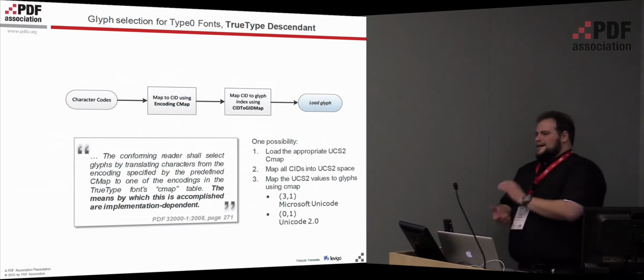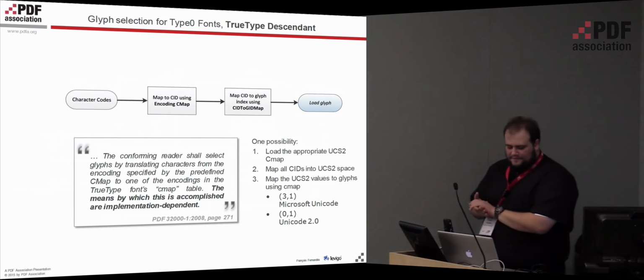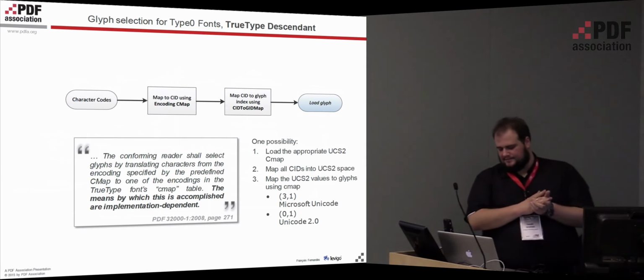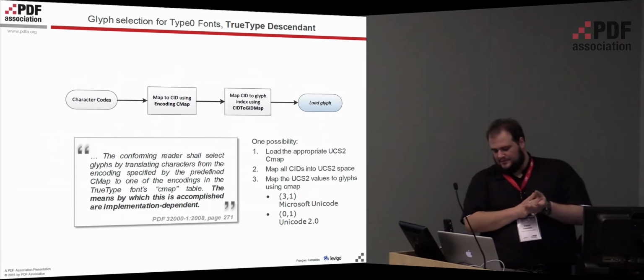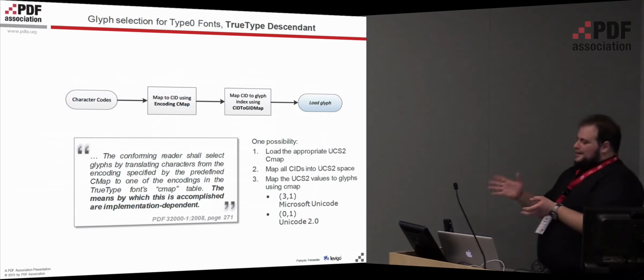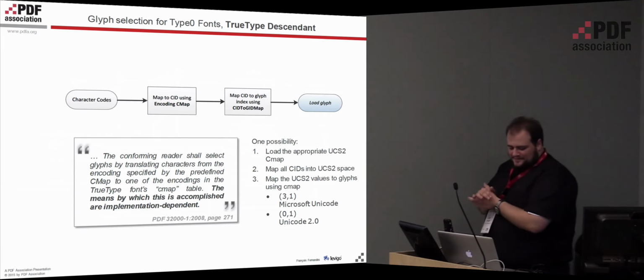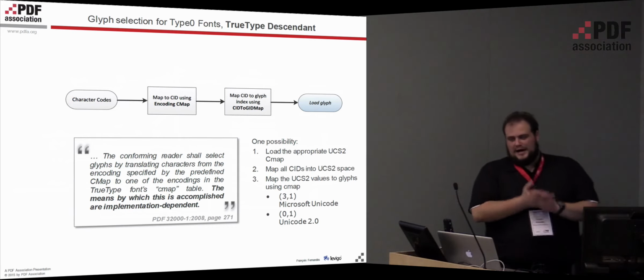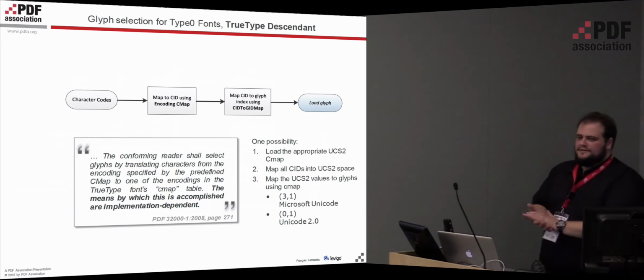And again, as it is always with TrueType, the conforming reader shall select glyphs by translating characters from the encoding specified by the predefined CMAP to one of the encodings in the TrueType font's CMAP table. And I love this sentence. The means by which this is accomplished are implementation dependent. I'd like to shoot the one who's written that down.